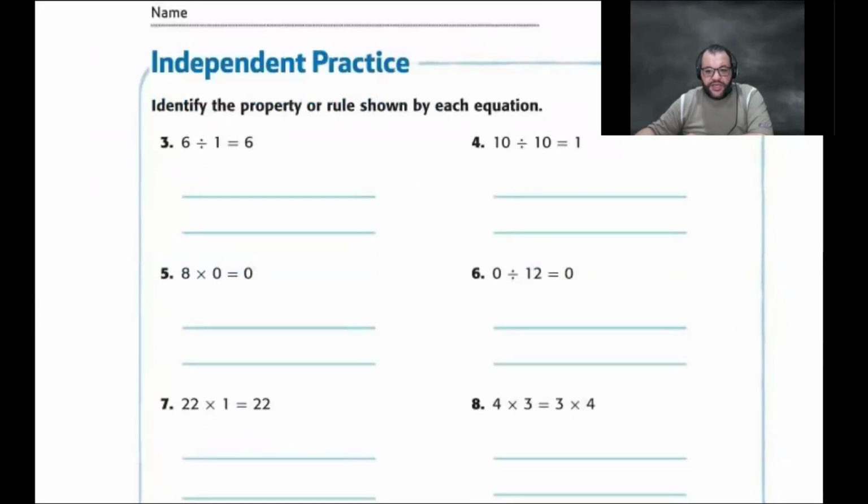Page 163. Muhammad Zikwan, can you solve this one, please? Question number 3. 6 divided by 1 equals 6. What is the name of this property? The identity property, when you multiply by 1. But this property?